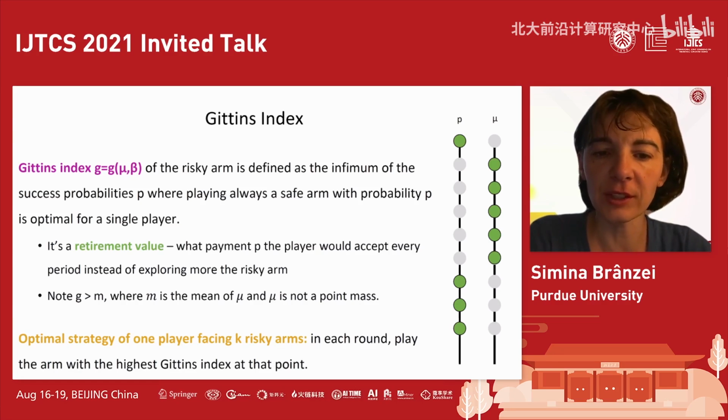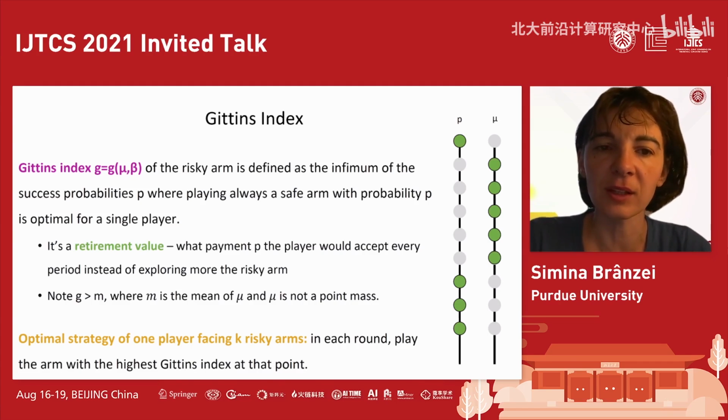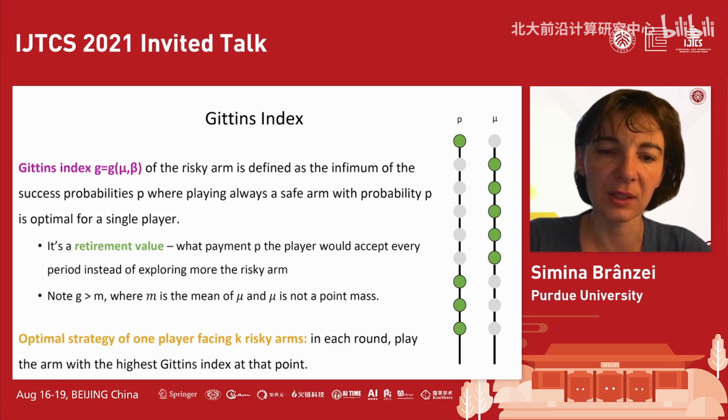The optimal strategy of one player that faces K risky arms is that in each round, the player should pull the arm with the highest Gittins index at that point. So basically, if the player is alone playing in this game and faces K risky arms, then in every round, he computes the Gittins index of each arm and then pulls the arm with the highest index.